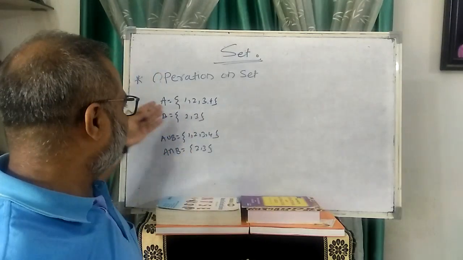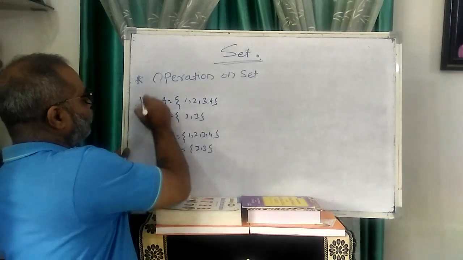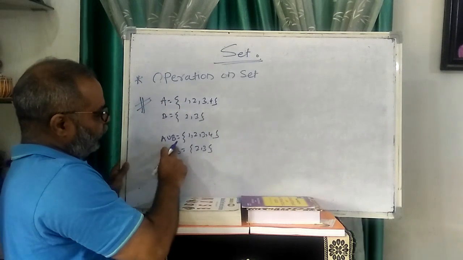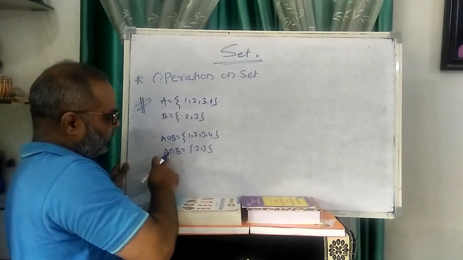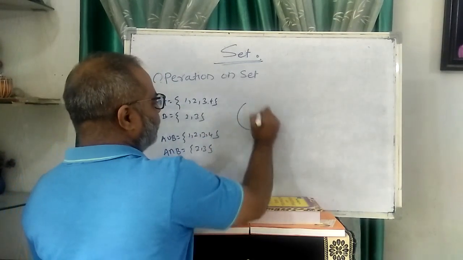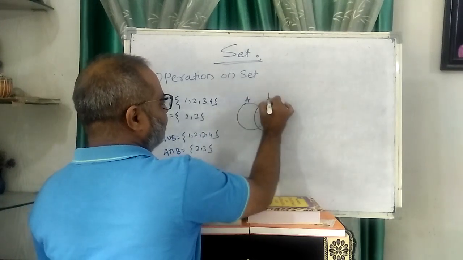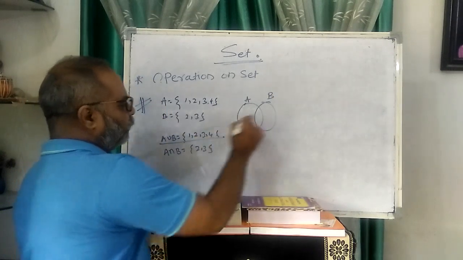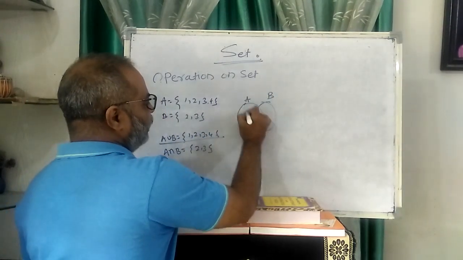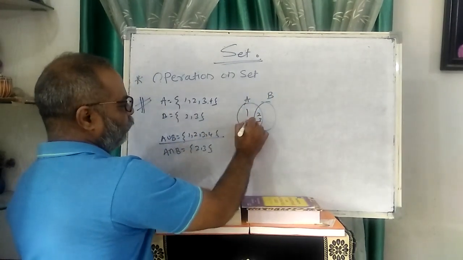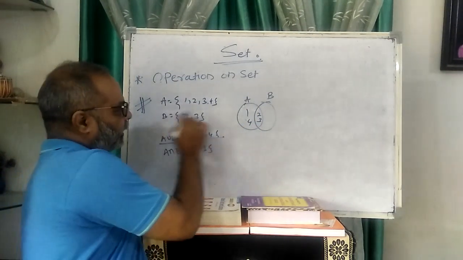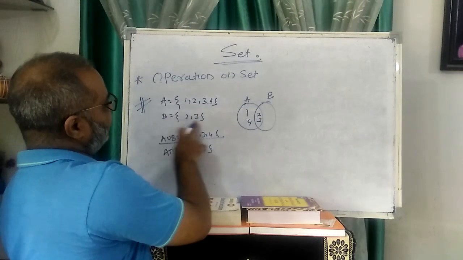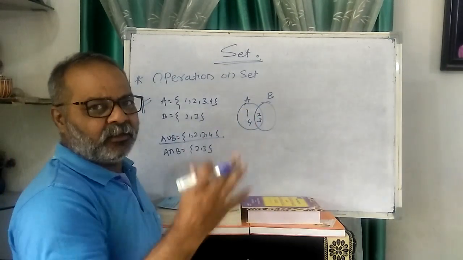Now we draw the Venn diagram of the given sets. Set A contains 1, 2, 3, 4. Set B contains 2, 3. The union here is 1, 2, 3, 4, and the intersection here is 2, 3. Here is set A, here is set B. The common elements are 2 and 3, and the others are 1 and 4. So this is set A, 1, 2, 3, 4. And the second set is 2, 3, so no element is present in the uncommon part.